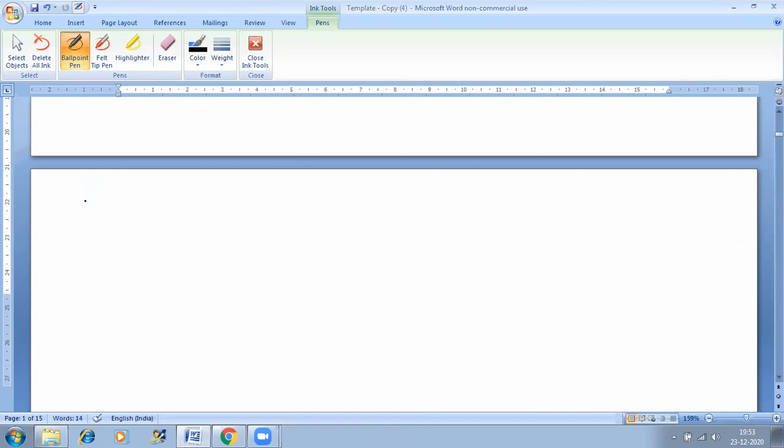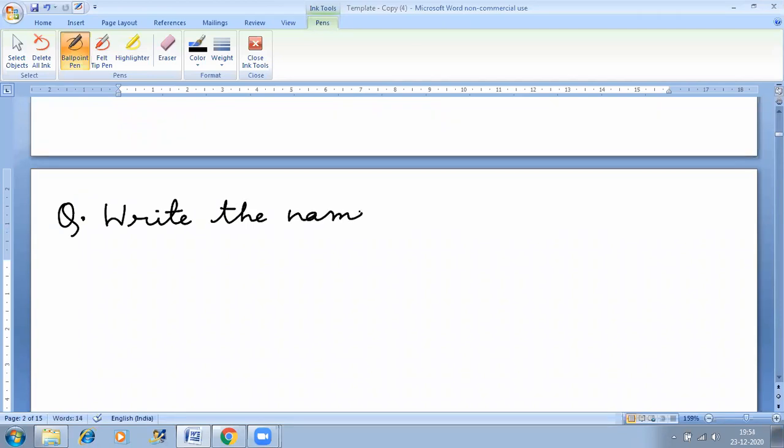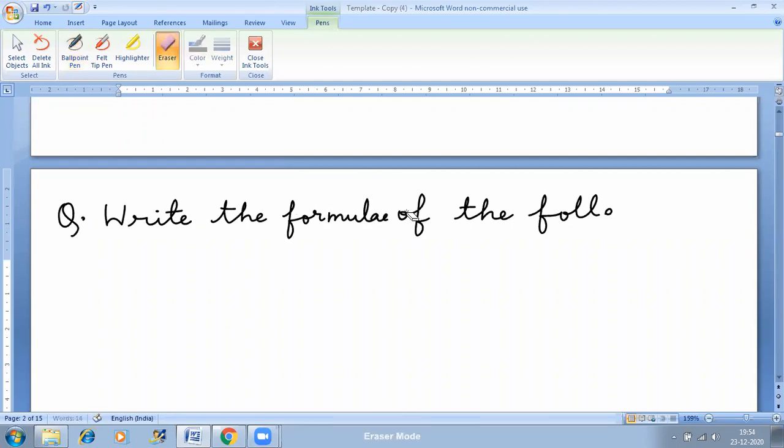Now see, if I ask you to write some names of acids, or rather the other way around, if I give the names and if I ask you to write the formula, let's do that now. So first one. So question is, write the formula of the following compounds.